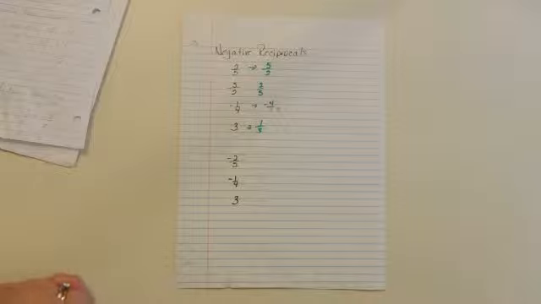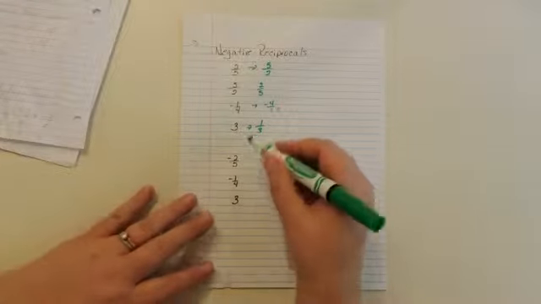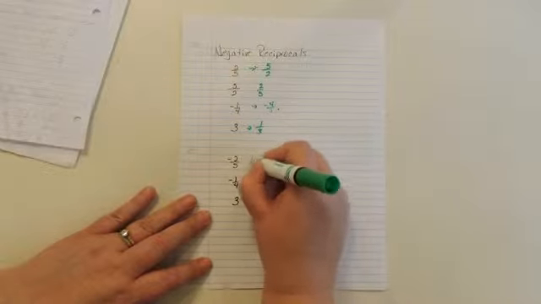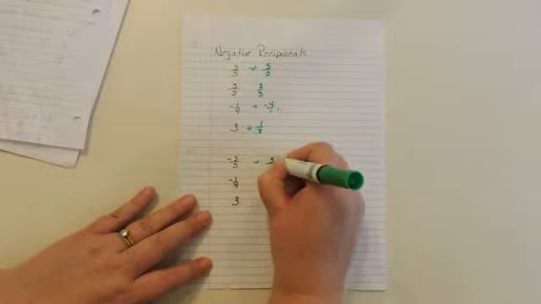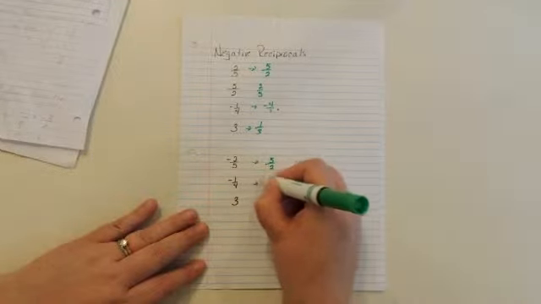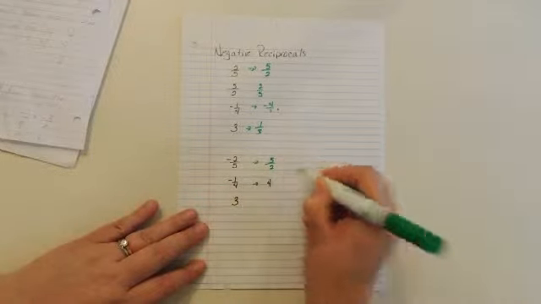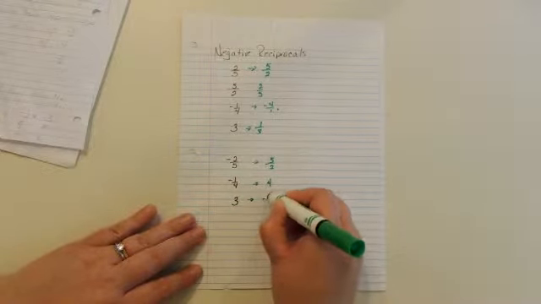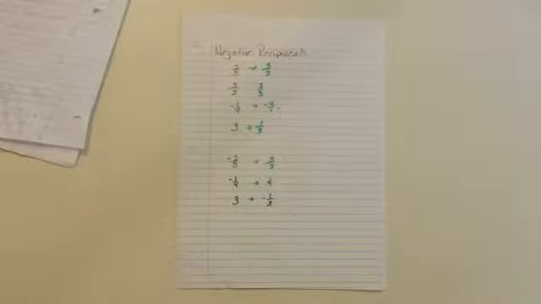Negative reciprocals have opposite signs. So negative 2/5 is the negative reciprocal of positive 5/2. Negative 1/4 is the negative reciprocal of positive 4. Positive 3 is the negative reciprocal of negative 1/3.